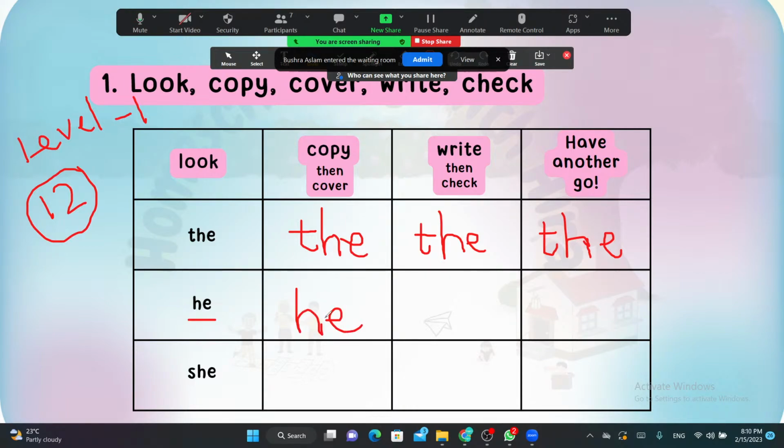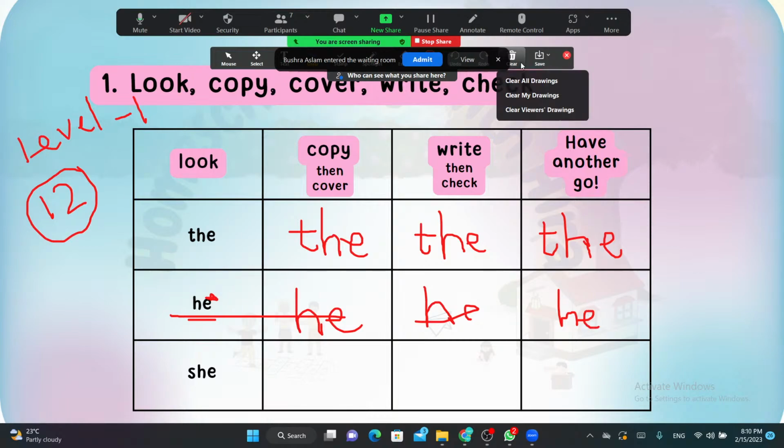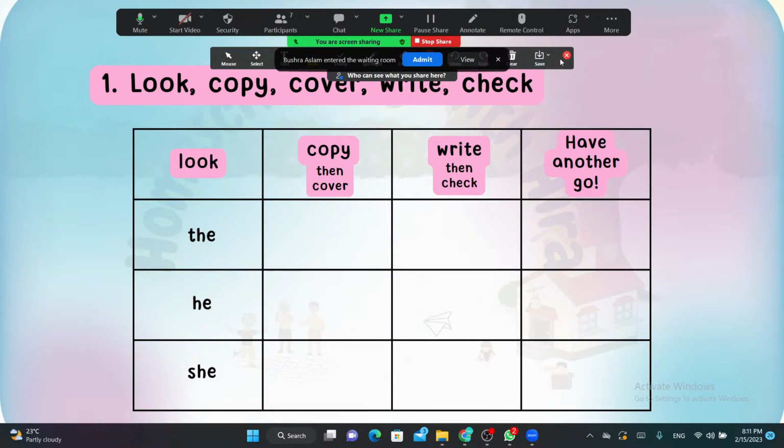They don't need to sound it out, or you can say that this word is a little tricky, so say the long sound e. Don't give any rules now. And then they will cover these two, write again, and then they can have another go. Okay? This is something that you can make them do in copies. I'm just talking about the Jolly Phonics method for now.